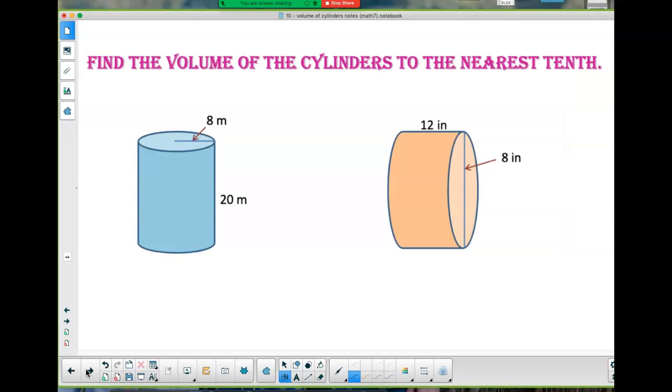This is what your homework's going to be. And it's the same for every single one. So let's start with this one. Volume equals pi times radius squared times height. So pi is 3.14. What's the radius of this cylinder, Tyler? 8, so 8 squared. What's the height? Go ahead, Tyler. 20.